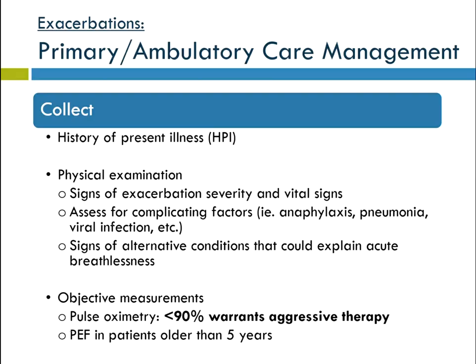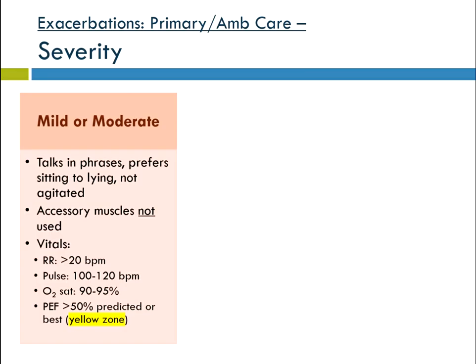93 and greater. I'm a 95 and higher person, but okay. So how do we classify the severity of that exacerbation? Okay, are they talking in phrases? Do they prefer sitting to lying? Because if they're lying down, they're subject to the effect of gravity, which is making their lungs feel even worse.